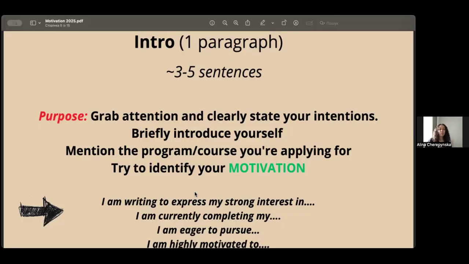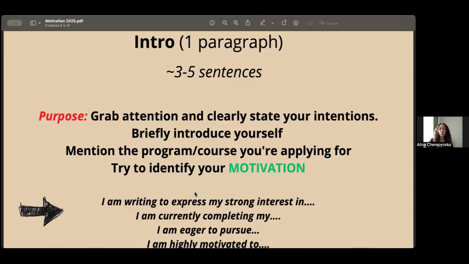Can it be less than 3 sentences? No, that's simply not enough in order to start your motivation letter. That is why the average is 3-5 sentences, but once again, it may be a few more sentences, but not less than 3. What is the main task of the introductory part? So here you can see the purpose. The first one, you need to grab attention and clearly state your intentions. It must be done already in your introductory part.